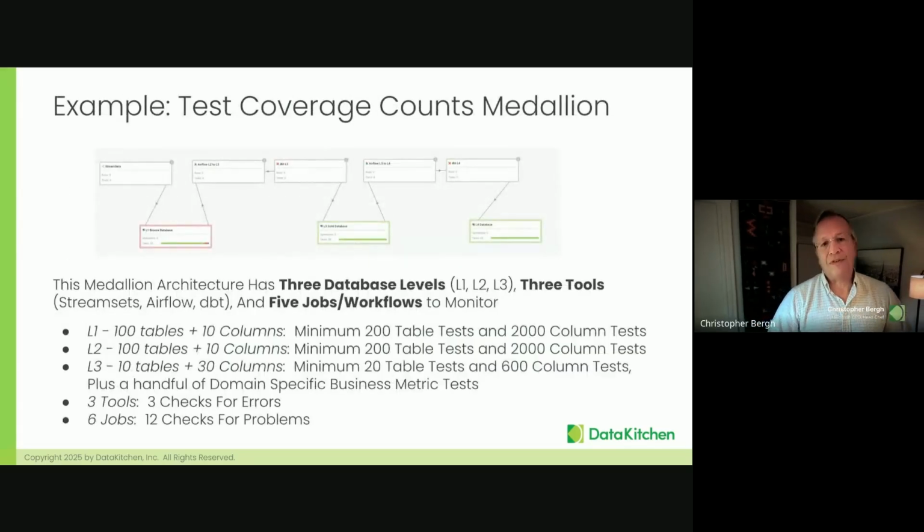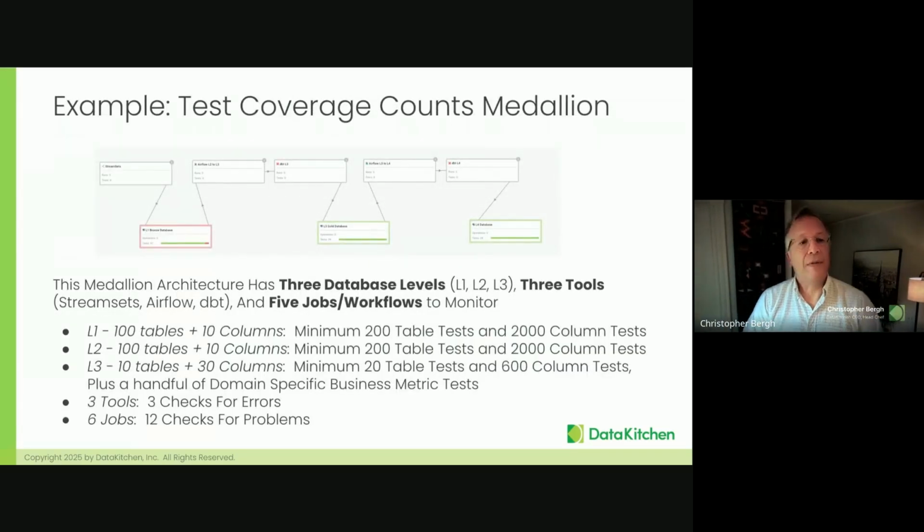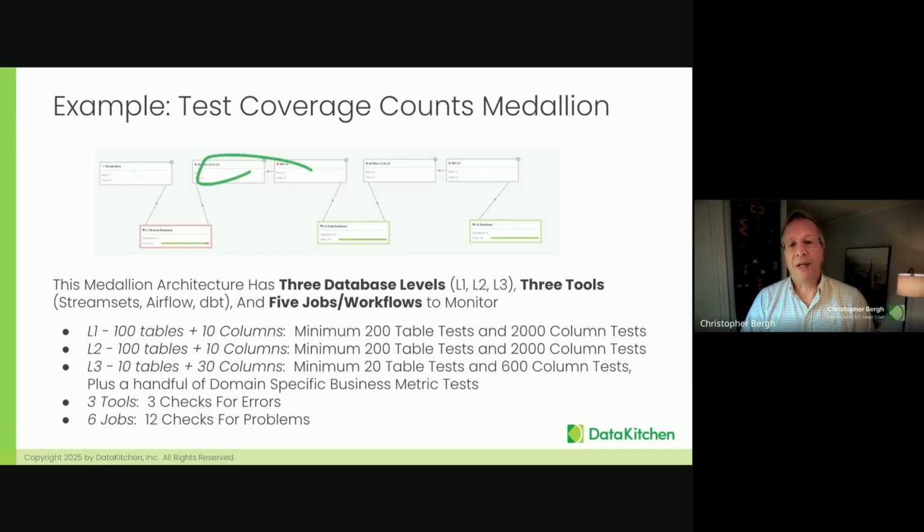So what's an example of that? In the system here, it's a little bit hard to see, but there's StreamSets, Airflow and DBT, then Airflow and DBT again. There's an L1 database, an L2, and an L3.